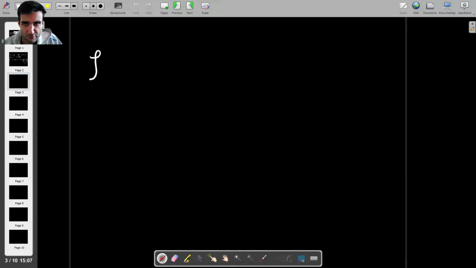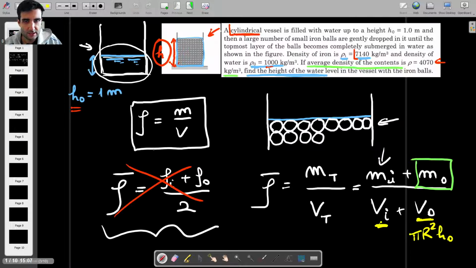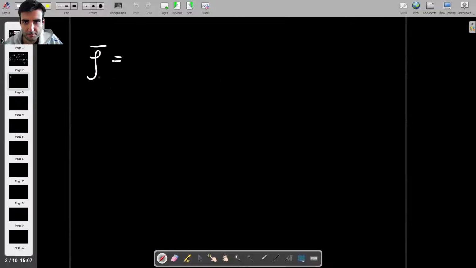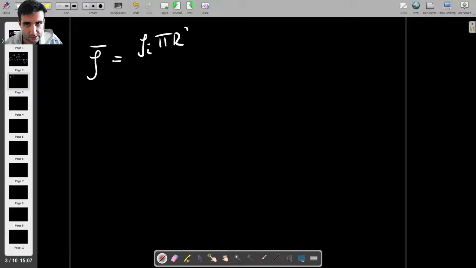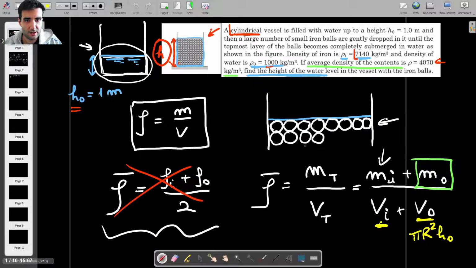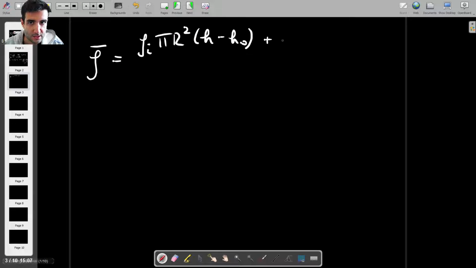So the average density equals the mass of the iron. Now remember, the mass of the iron was the density of the iron times the volume of the iron. So we have the density of the iron. The volume of the iron we just got in that indirect fashion here. So that's times pi r squared multiplied by h minus h naught. And then we have plus this, that's the mass of the water. So that's plus rho 0 pi r squared times h naught.